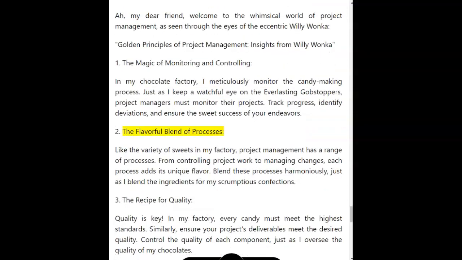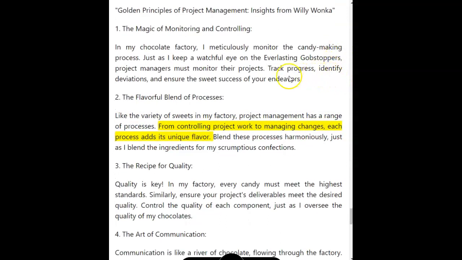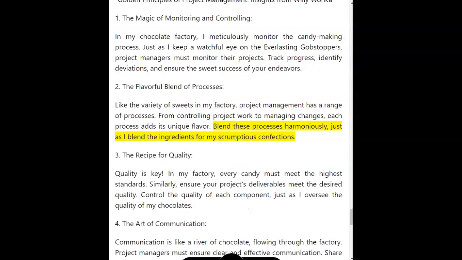2. The flavorful blend of processes. Like the variety of sweets in my factory, project management has a range of processes. From controlling project work to managing changes, each process adds its unique flavor. Blend these processes harmoniously, just as I blend the ingredients for my scrumptious confections.